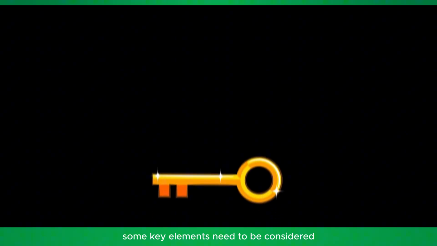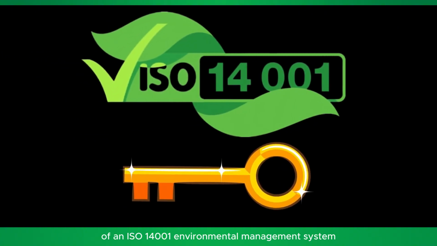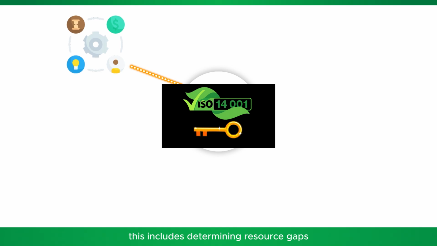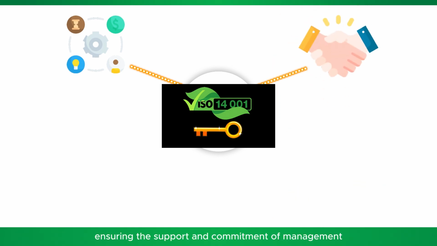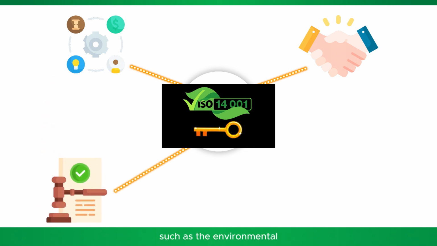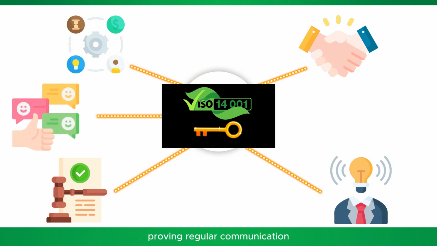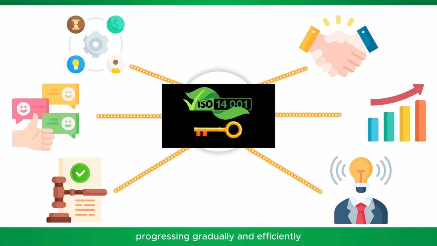Some key elements need to be considered to ensure the successful development and implementation of an ISO 14001 environmental management system. This includes determining resource gaps, ensuring the support and commitment of management and the employees, maintaining a focus on the fundamentals such as the environmental policy and legal requirements, ensuring that everyone is aware of what is being done, why it's being done, and how it's being done, providing regular communication and feedback to stakeholders on progress, progressing gradually and efficiently through the ISO 14001 standard.